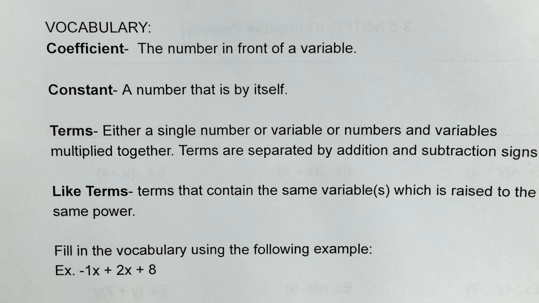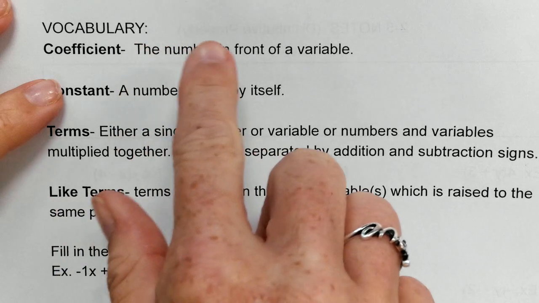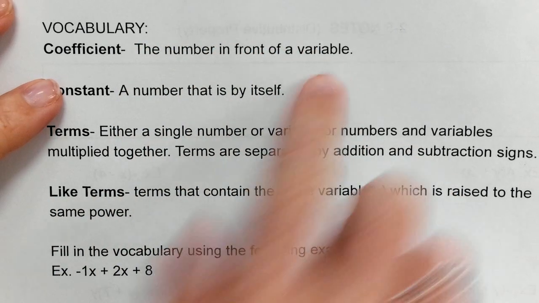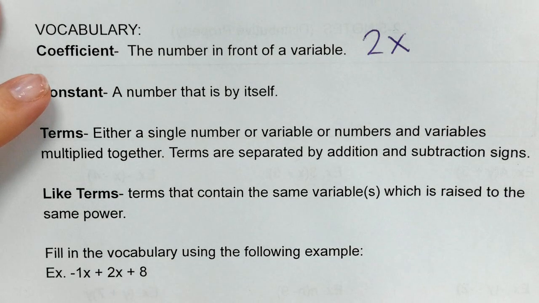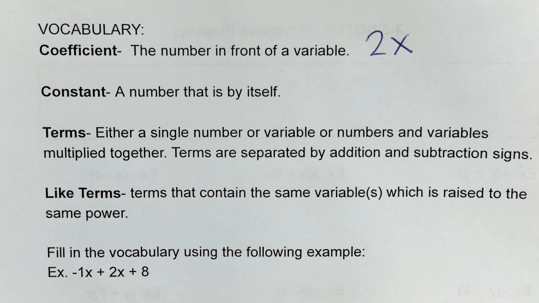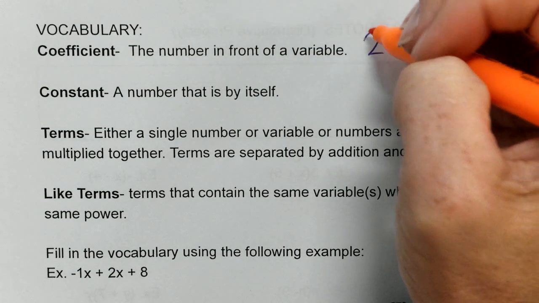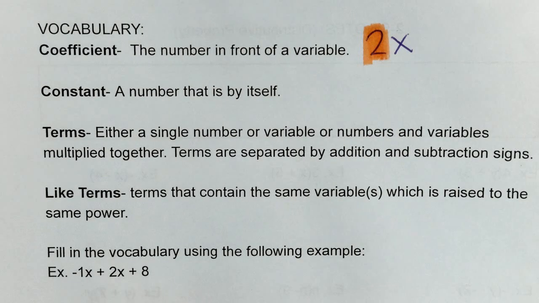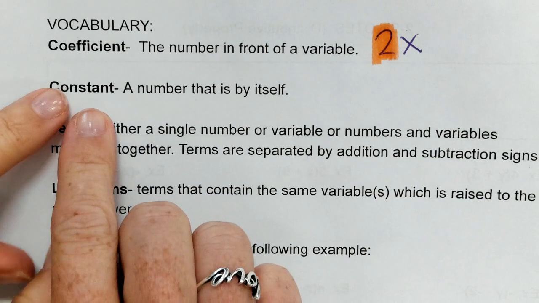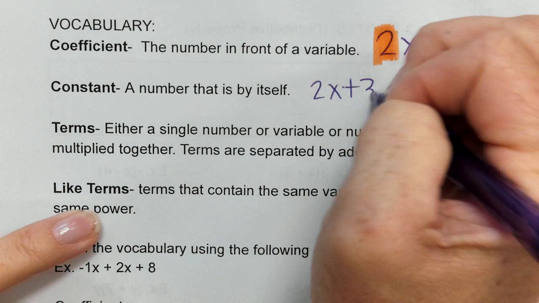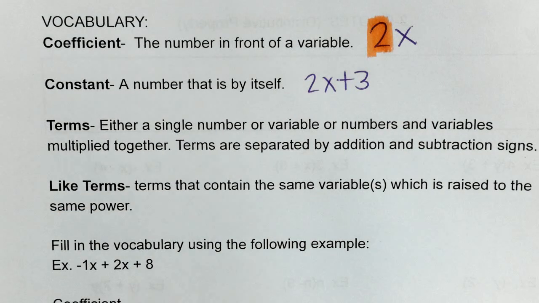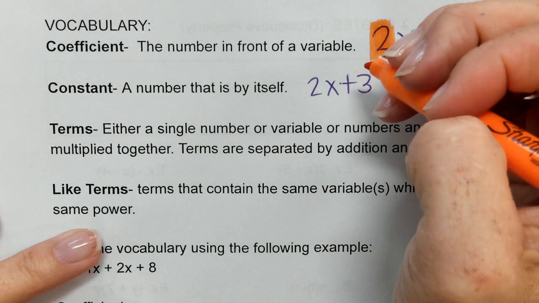Coefficient. A coefficient is the number in front of a variable. So, for example, 2x. What's the coefficient here? The 2. Now, if I ask you for it, you wouldn't say 2x. You would just say 2. A constant is a number by itself. So if I had 2x plus 3, what's the constant here? Positive 3.